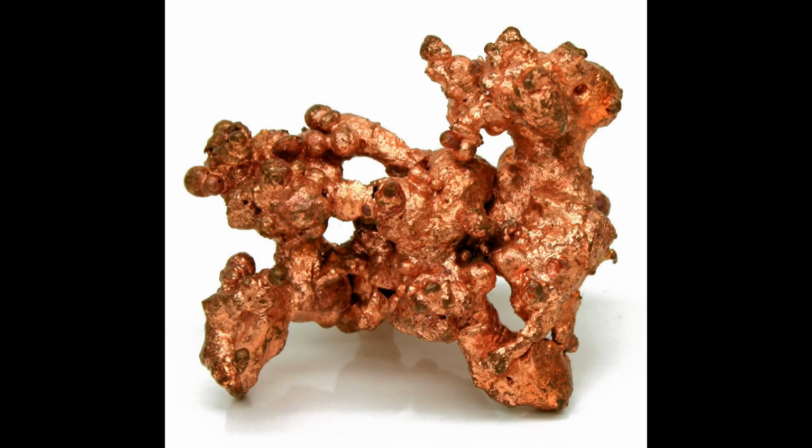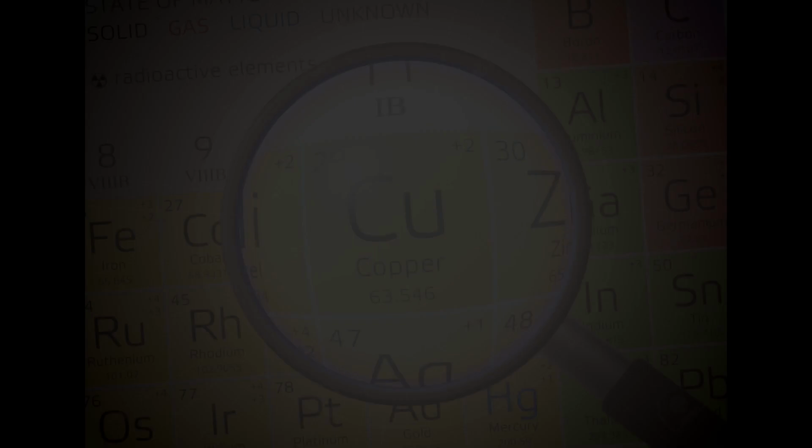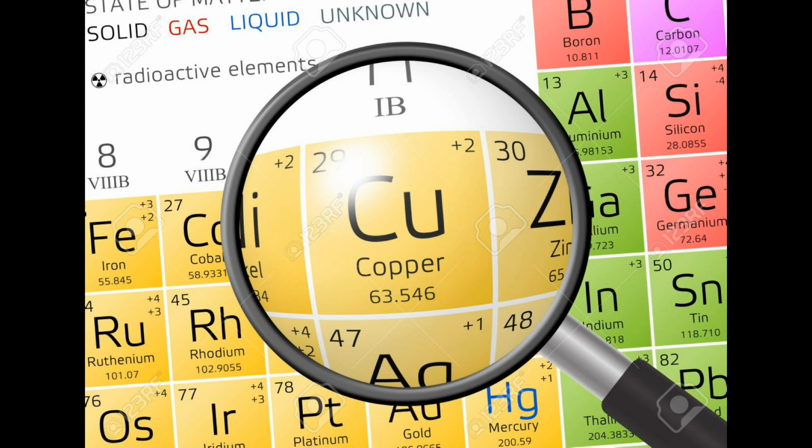Copper is a chemical element with the symbol Cu and atomic number 29. It is a soft, malleable, and ductile metal. Its thermal and electrical conductivities are so high that it is widely used to make electrical wiring and in other applications that utilize its high electrical conductivity.